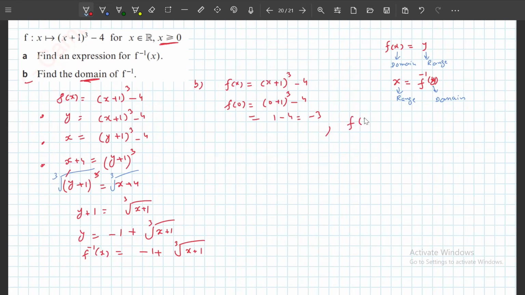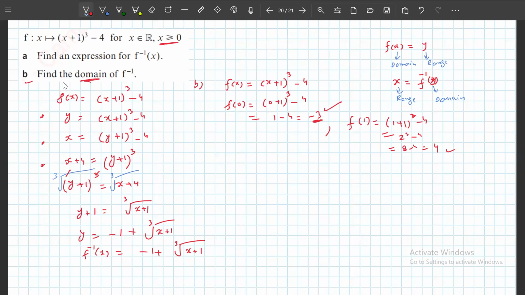For example, if you check at 1, 1 plus 1 whole cubed minus 4, that means 2 cubed minus 4, 8 minus 4 gives me 4. So this is a positive value. If you substitute any value of x which is greater than 0, you will get bigger values. So this is your least value, and after this you will get bigger values. So that is the range. If you want to write the range of this normal function f of x, the range is f of x greater than or equal to minus 3.